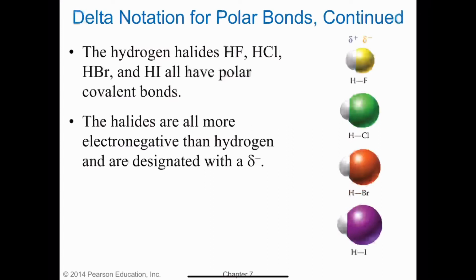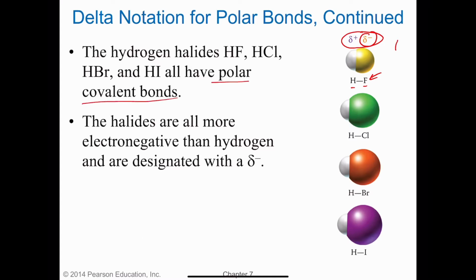Now we can assign this delta notation for pretty much any polar bond. So here we've got hydrogen fluoride. Here's the delta notation. It's basically saying because fluorine is more electronegative than hydrogen, we have the delta negative on the fluorine part of the bond. But all of these are polar covalent bonds.